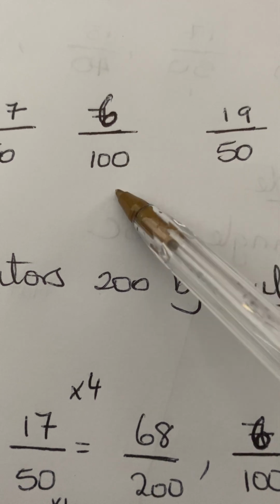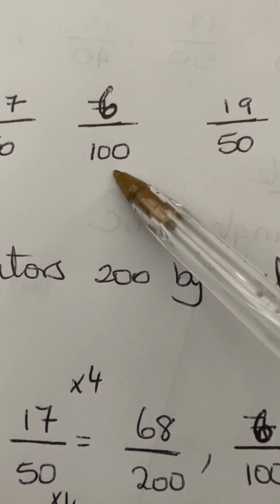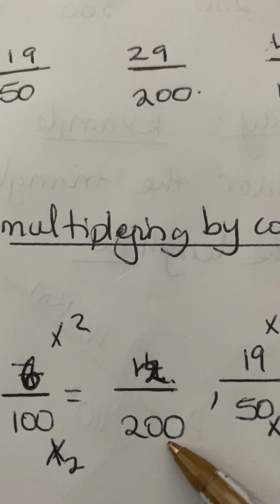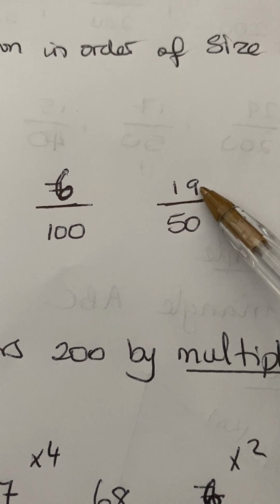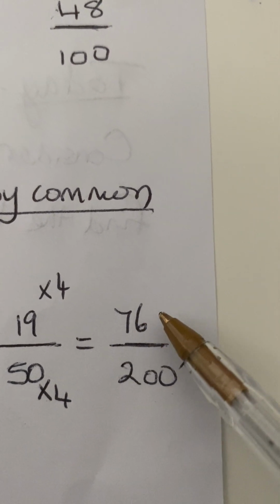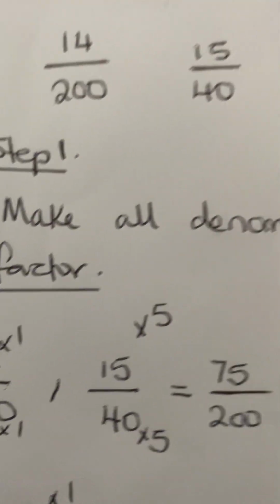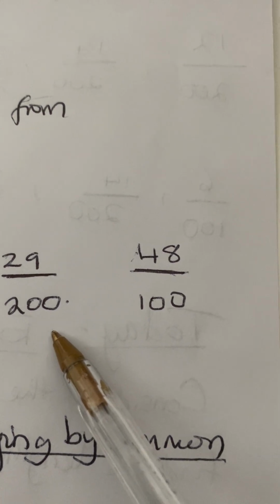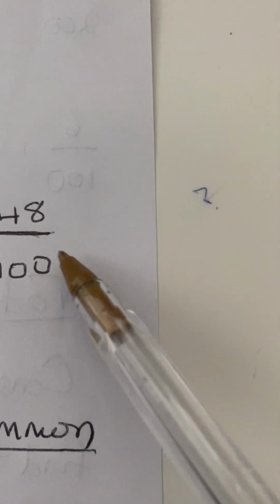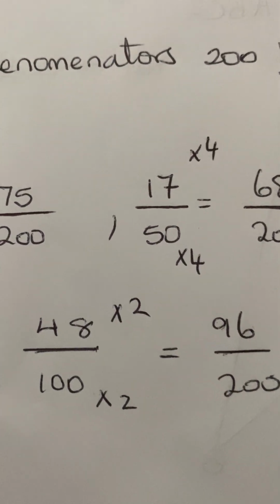The next one is 6 over 100. I'll multiply numerator and denominator by 2 to get 12 over 200. The next one is 19 over 50. I'll multiply numerator and denominator by 4, so it becomes 76 over 200. Then 29 over 200, I don't need to do much with that, I'll just multiply by 1. Then 48 over 100. I'll multiply numerator and denominator by 2, which will give me 96 over 200.